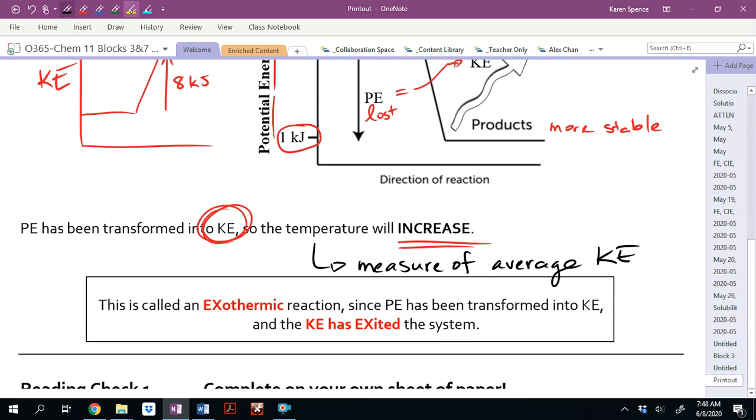We call this an exothermic reaction because heat is exiting the system. So we have ex for exit and therm for heat. Heat exits the system. Kinetic energy exits the system, because we transformed that potential energy into kinetic energy, and then kinetic energy exits the system.